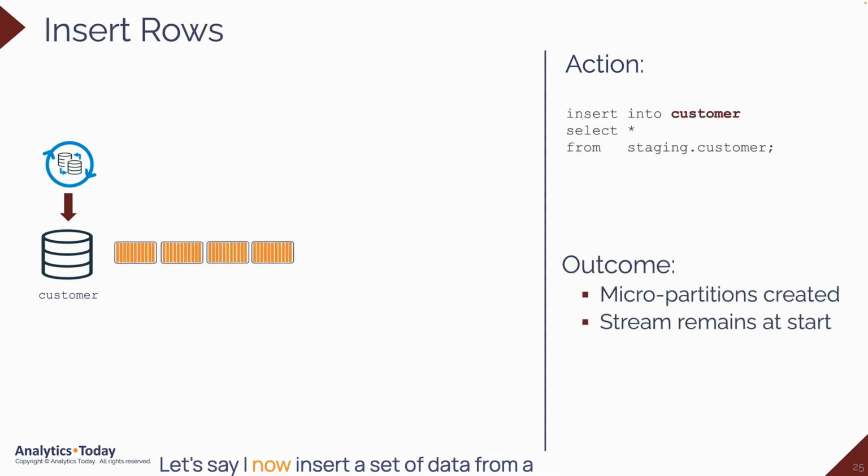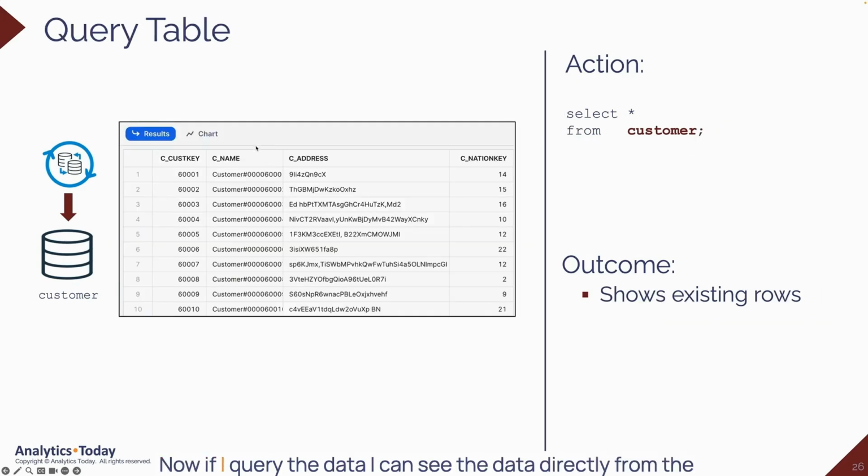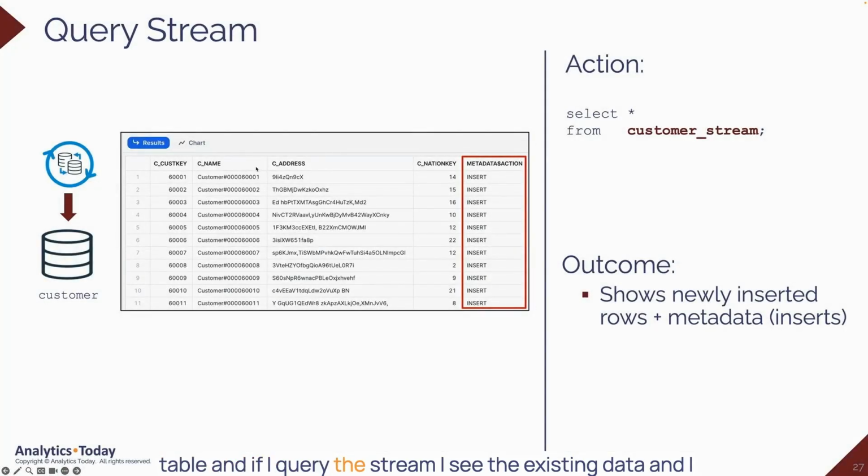Let's say I now insert a set of data from a staging table and I see several micro partitions. Notice my stream pointer has not changed. Now, if I query the data, I can see the data directly from the table. And if I query the stream, I see the existing data and I also see the action. And I see the remainder of the metadata. I'm only showing the action that shows that rows have been inserted.